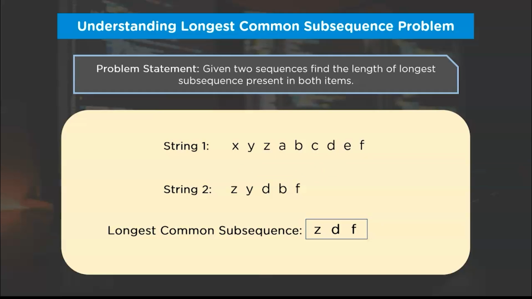For this sequence, we'll begin from the second character of string 2, that is Y. And Y is present in string 1. Thus, we can add it to the LCS. Next, we can add D to our LCS sequence. After this, we have B, but B cannot be inserted into LCS as it is intersecting with D. Hence, we'll discard it. And finally, we'll include F into our LCS sequence.